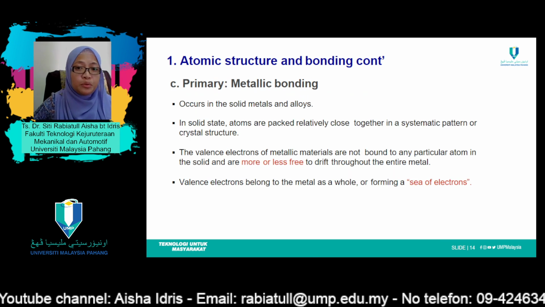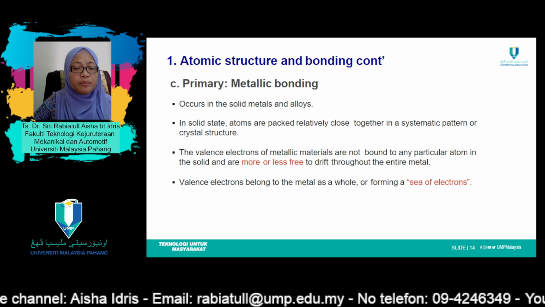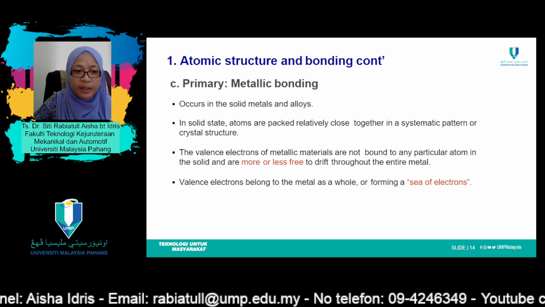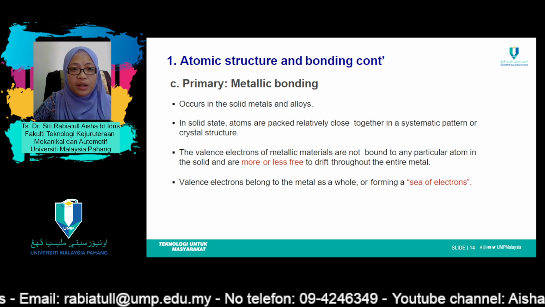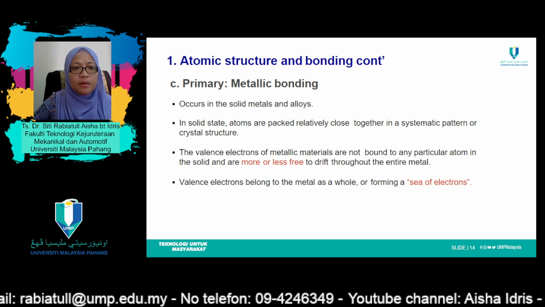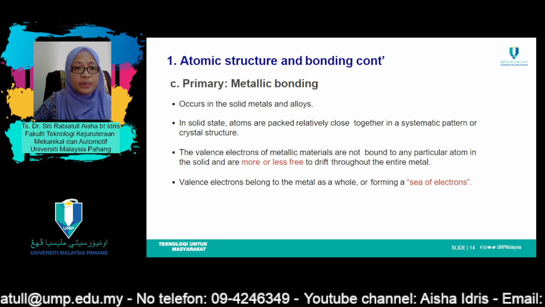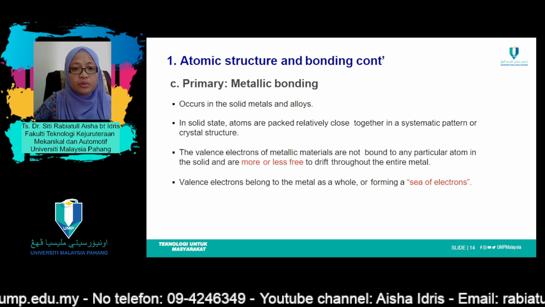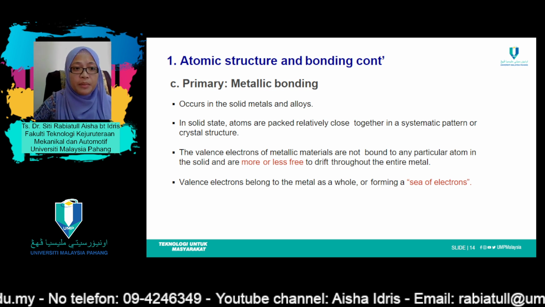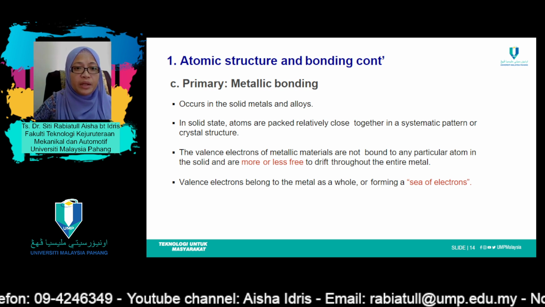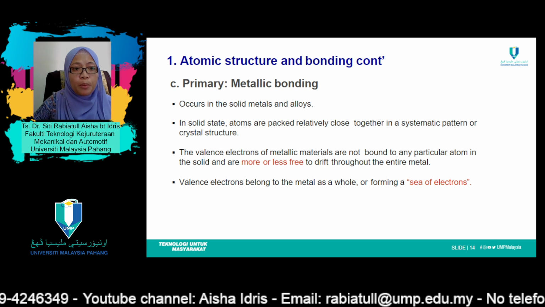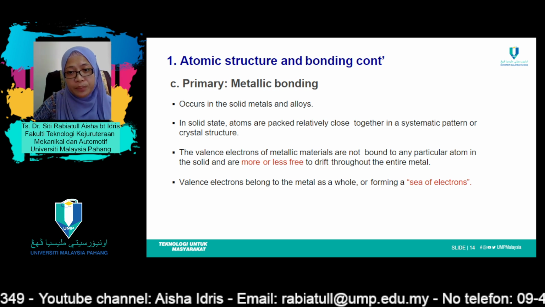Now let's move on to another type of primary bonding, which is metallic bonding. Metallic bonding is a type of chemical bonding that arises from the electrostatic attractive force between conduction electrons and positively charged metal ions. It may be described as the sharing of free electrons among a structure of positively charged ions.